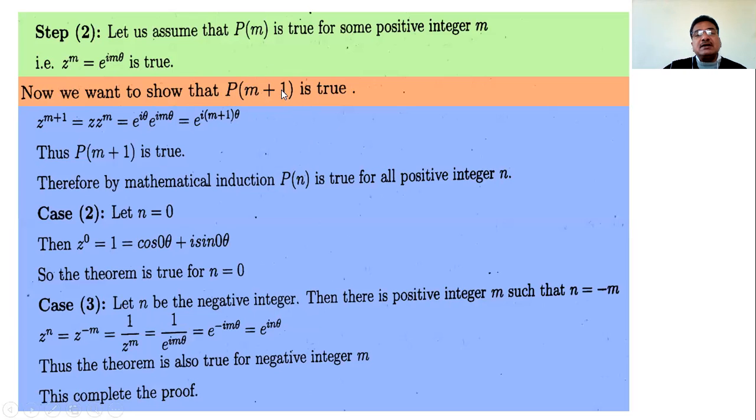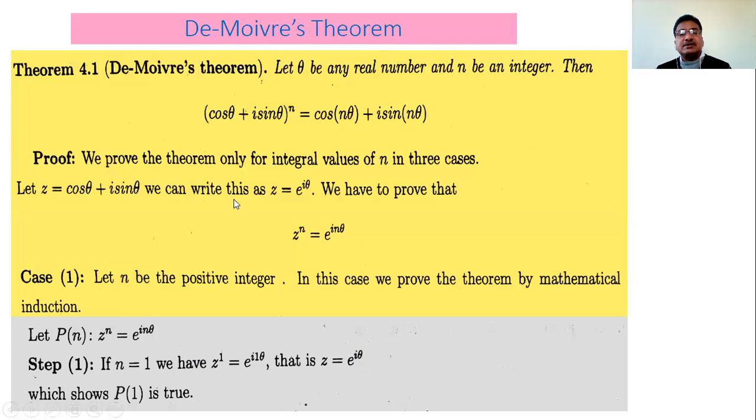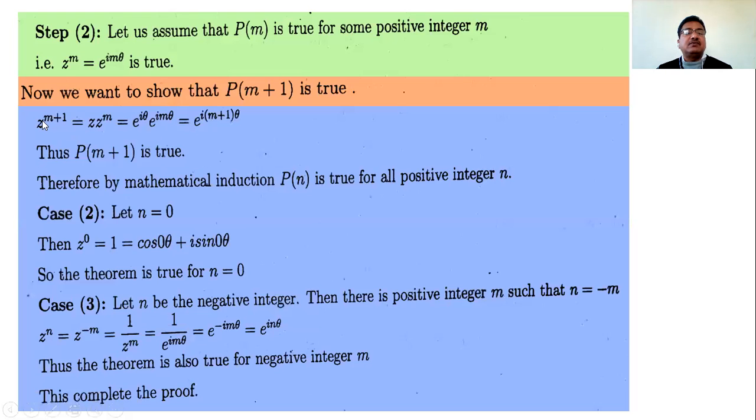That is, the result Pn is true for n equal to m plus 1. So this is the second step of mathematical induction: assume the result is true for n equal to m, and prove the result is true for n equal to m plus 1. That is what we have to show. We have to prove z raised to m plus 1 is equal to e raised to i(m plus 1)theta.